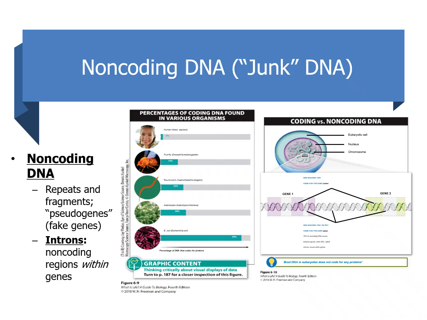So this non-coding DNA is made up of essentially repeats and fragments, or sometimes we call this a pseudogene, so a fake gene. Areas within actual genes that are non-coding, which can exist, are called introns. So these are just areas within a gene that don't actually code for anything.